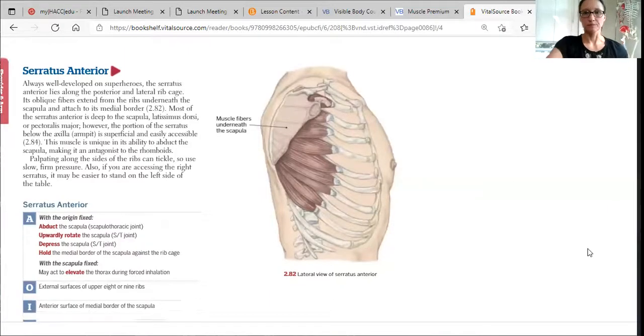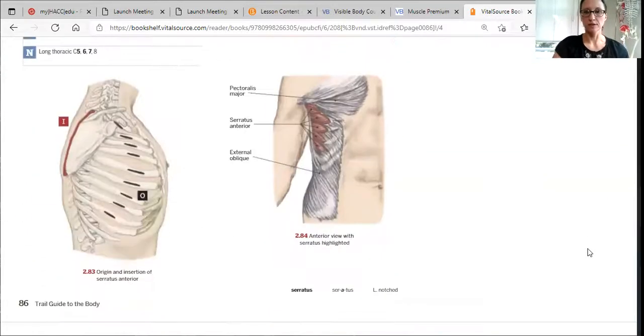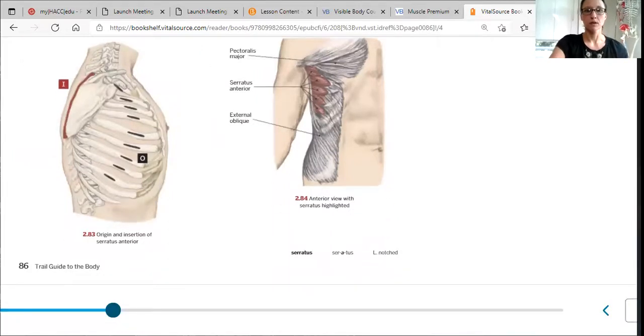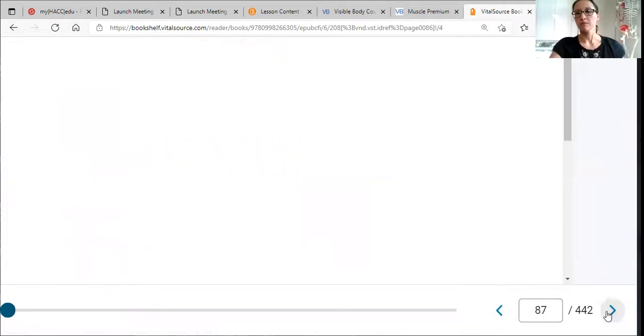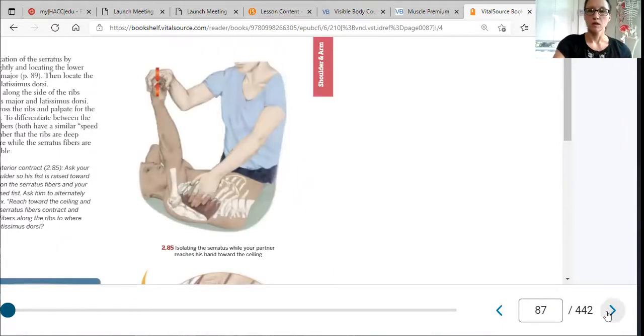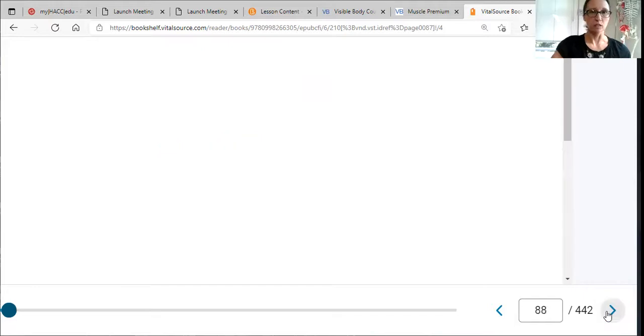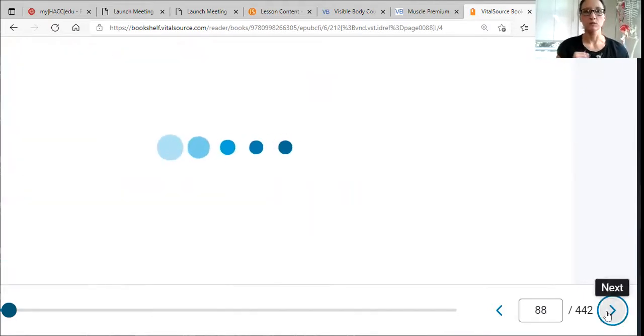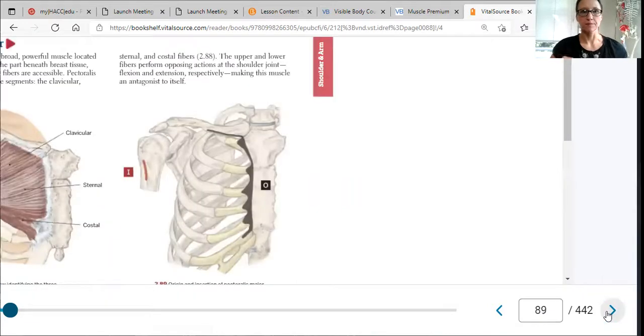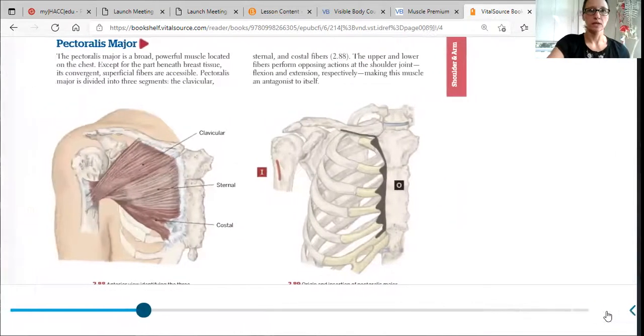All right, so we were on serratus anterior. We're just going to go to the next page here. Your book does have palpation instructions, but since we are going to be doing that in class, we will hold off on that until then. All right, here we are.